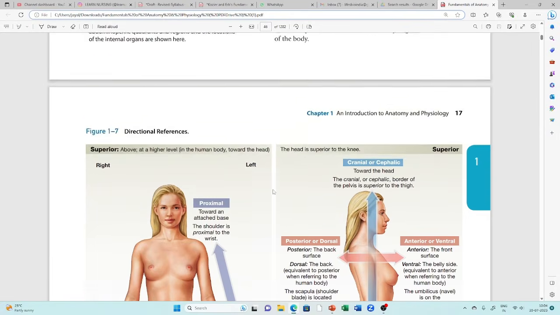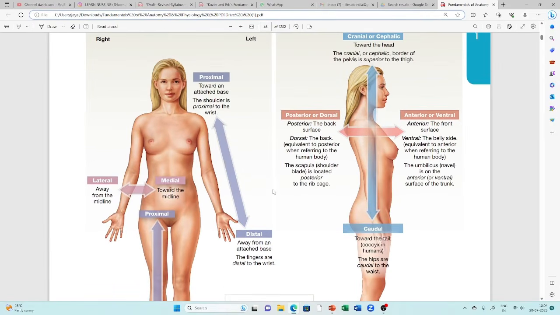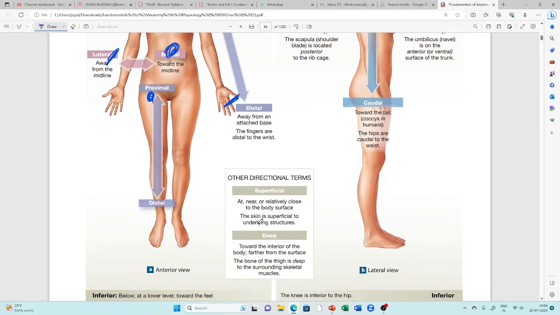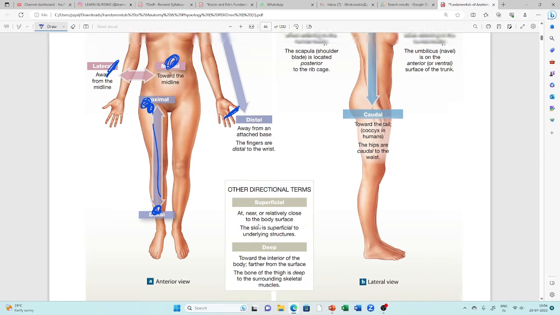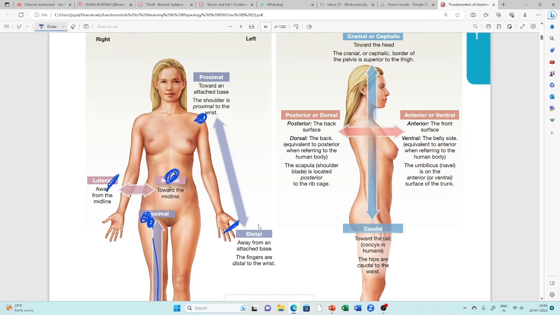Here, what I explained, the same things are here. Proximal means upper portion, distal means lower portion, medial means center portion, lateral means side portion. See here in this bone we can tell this is the upper portion and this is the distal portion. If we are talking about hand bones, this is the proximal portion and this is the end portion.